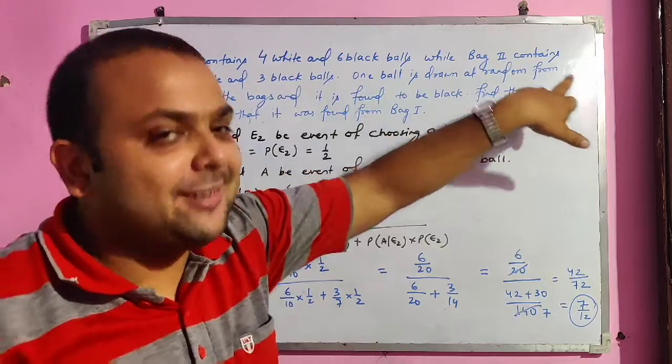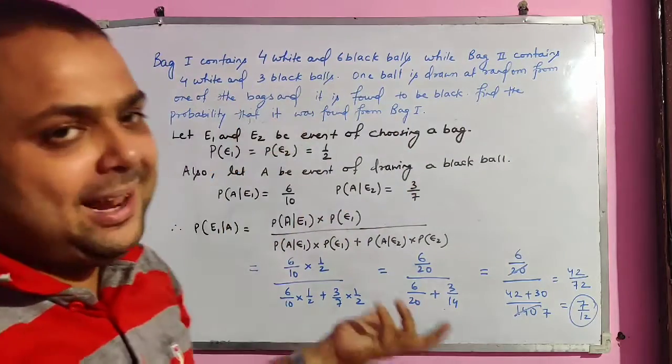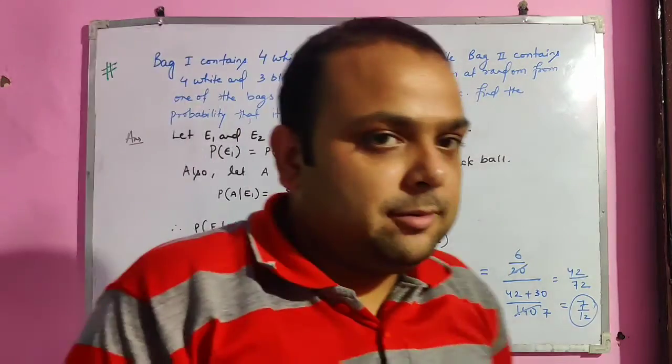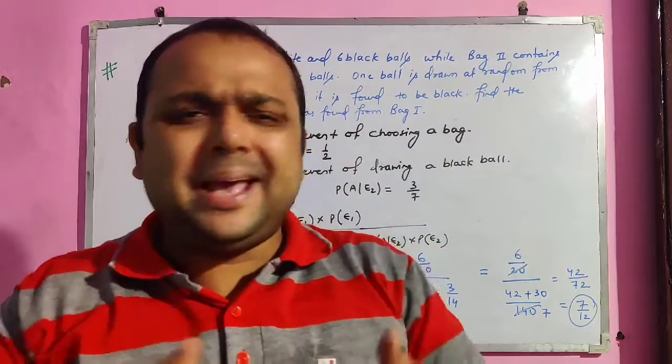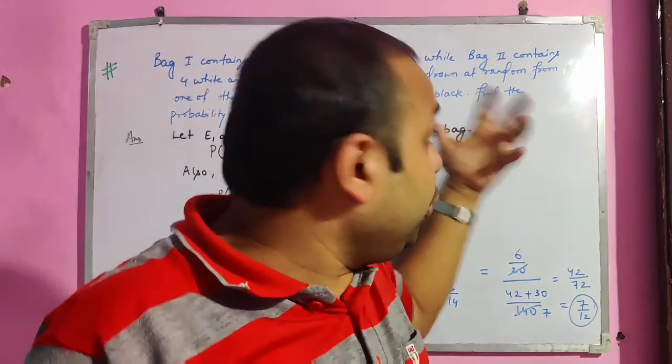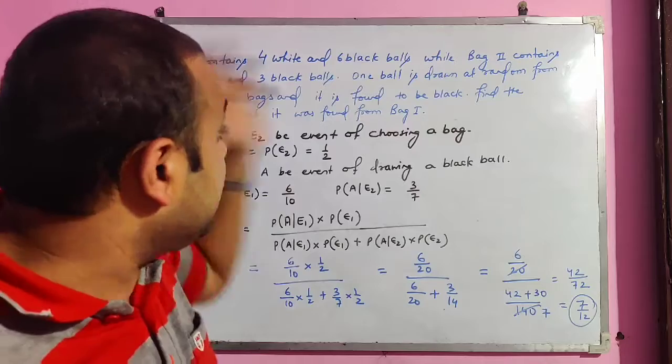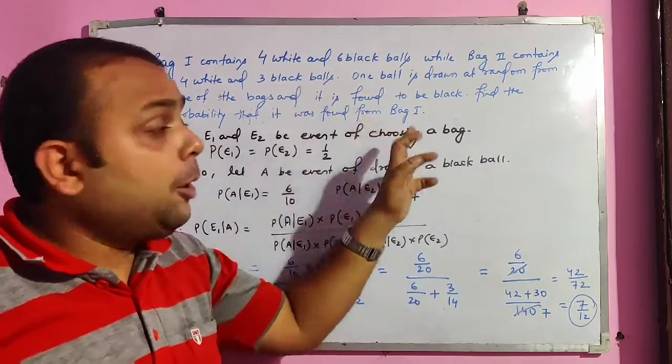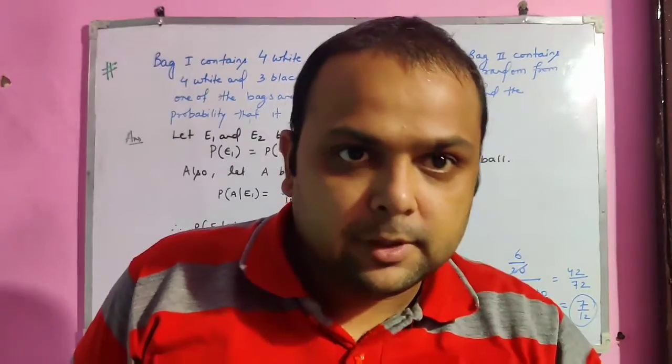One ball is drawn at random from one of the bags and it is found to be black. We have drawn one ball from any of the bags and it is found to be black. Now we have to calculate the probability that it must have been drawn from bag 1.